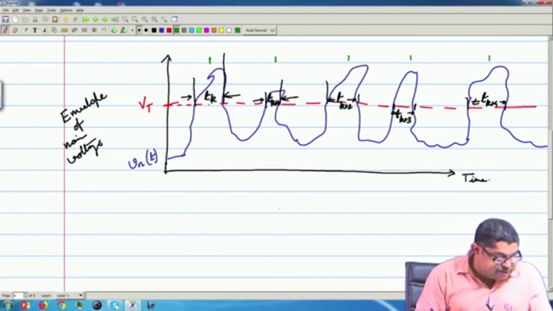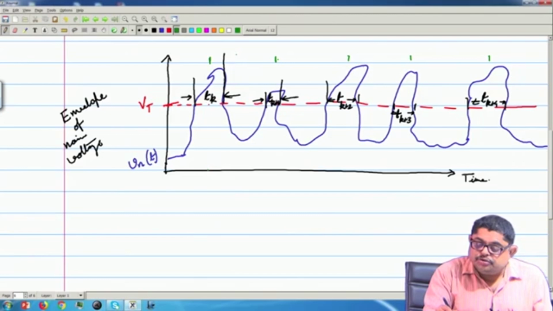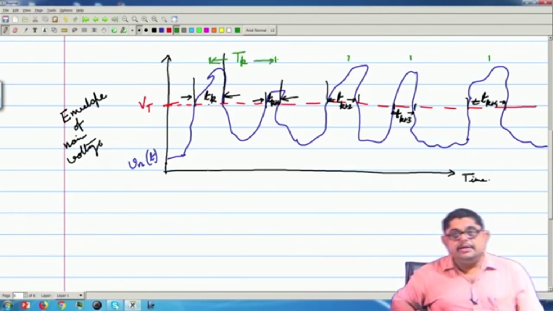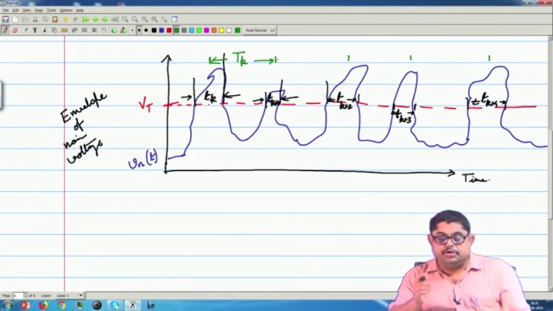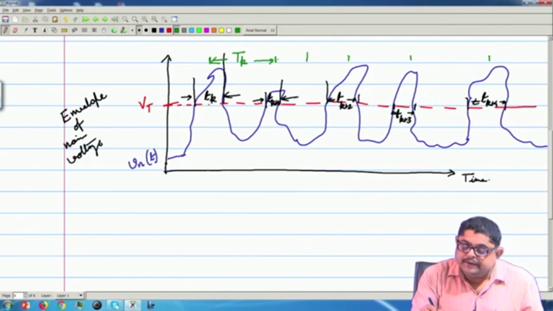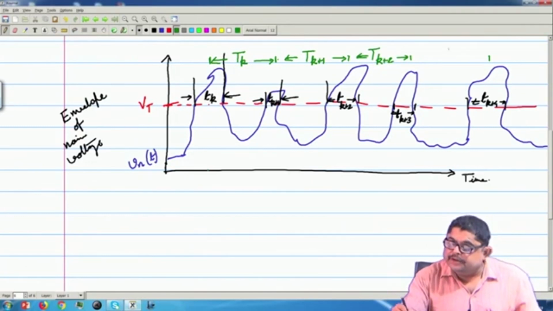And I am saying that here the noise has crossed, here also the noise has crossed. So, this time I am calling capital T k. So, what is capital T k? The time between two successive noise crossings. So, this is T k, this is T k plus 1, this is capital T k plus 2, this is T k plus 3, etcetera.